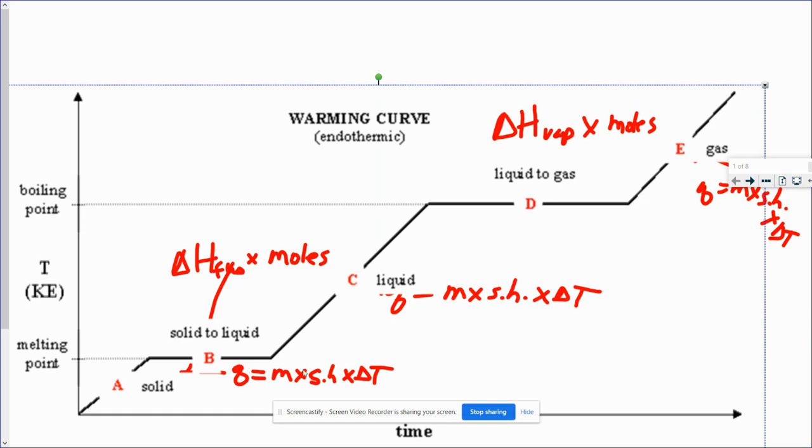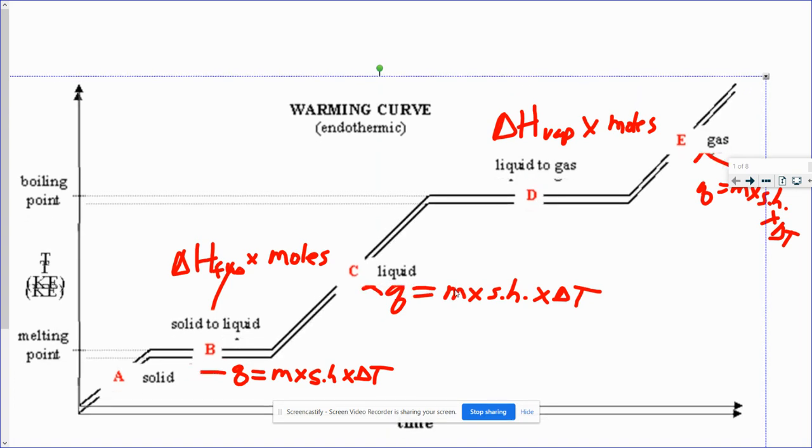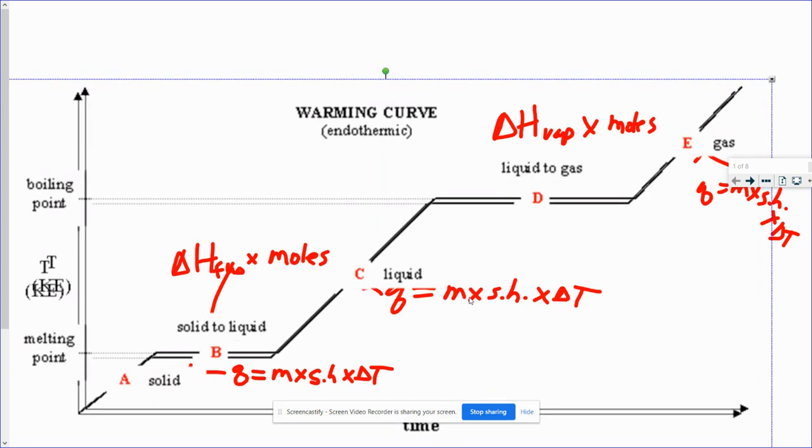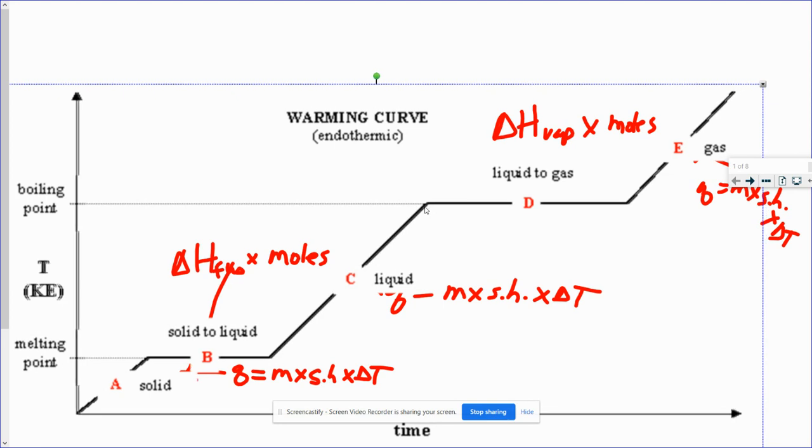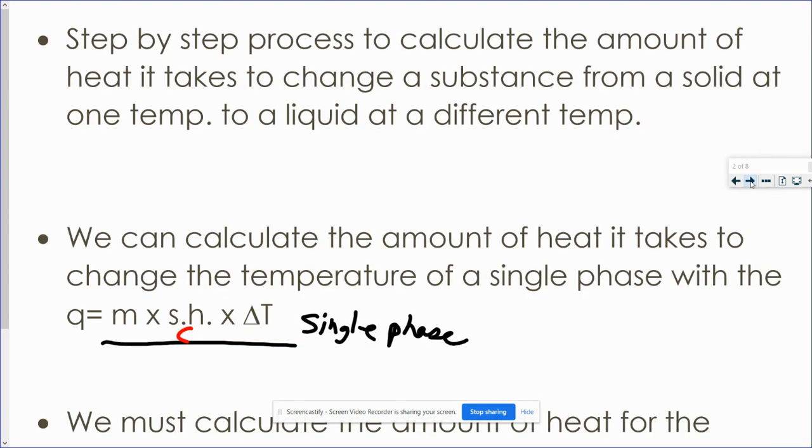Okay, and whenever there's a temperature change, it's the specific heat equation that we had before, which is Q equals mass times specific heat times change in temperature. That's always when there's a change in temperature. When there's no change in temperature, then it's just the heat of fusion for melting or the heat of vaporization for vaporizing times the moles. So we're going to do a problem like this where we have multiple steps.